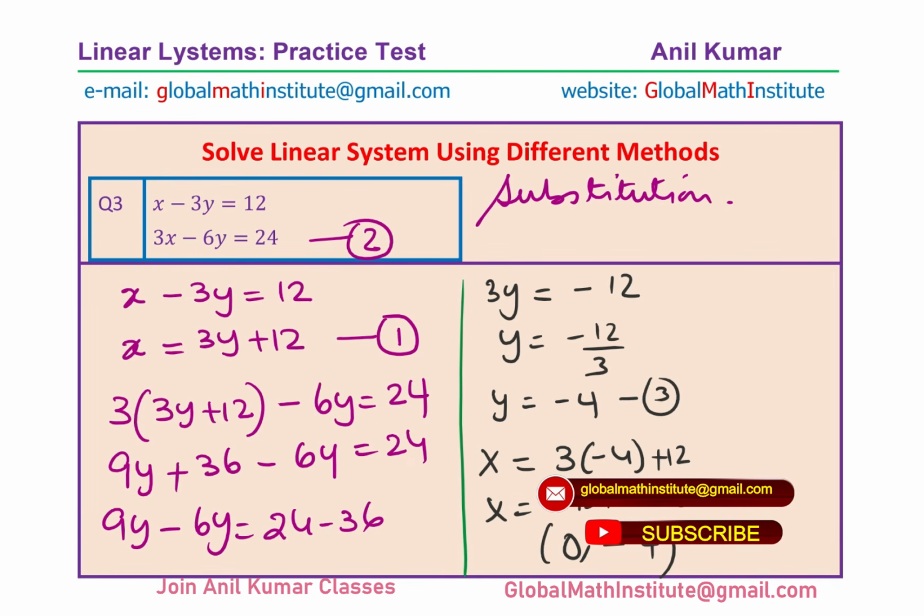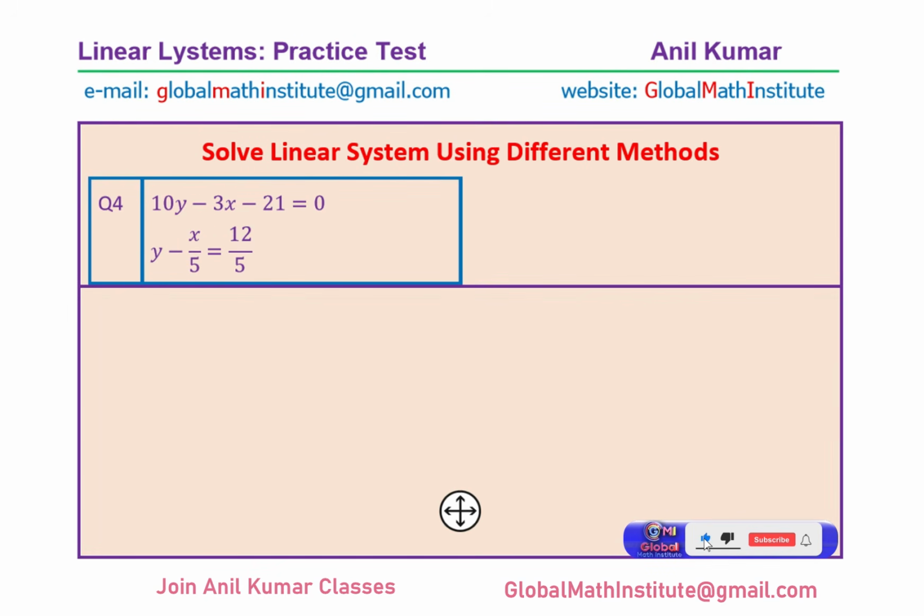Is that clear to you? 0, minus 4. Well, you can also substitute the value 0, minus 4 and check whether it works for both equations or not. Perfect. So the last equation here is the one where we are going to use the method of elimination.